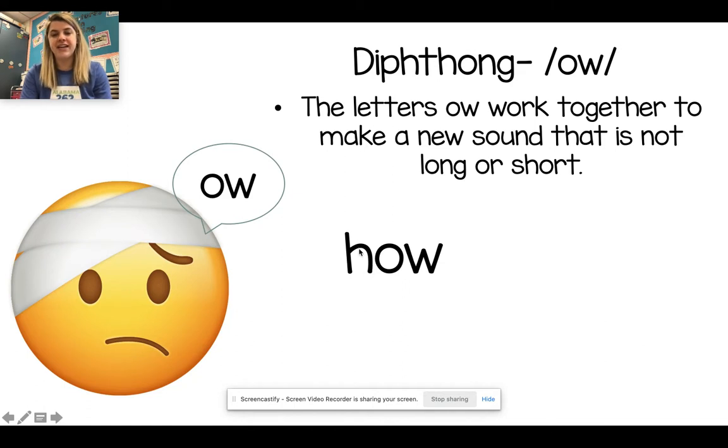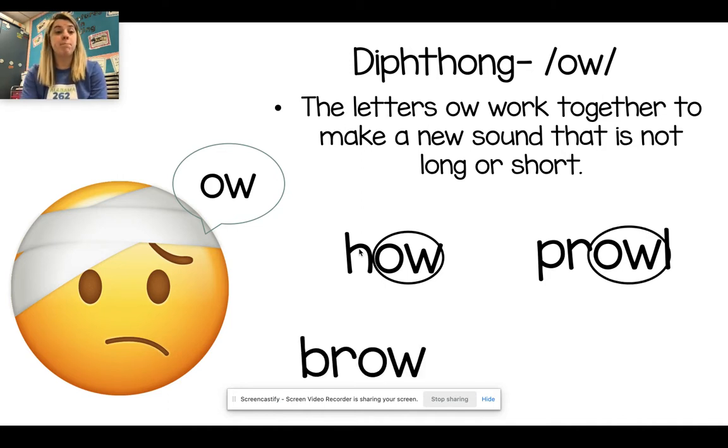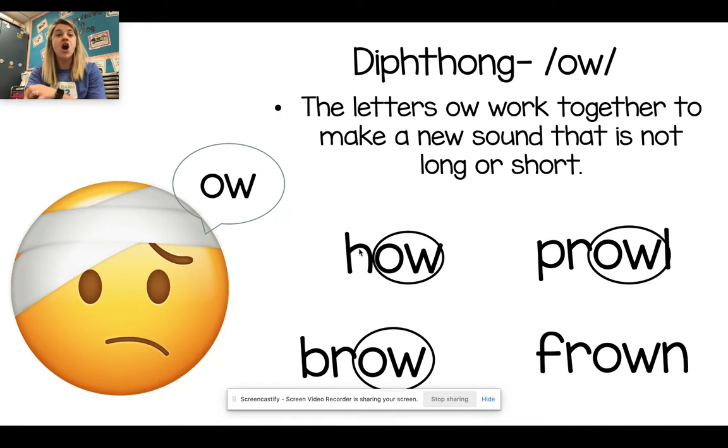Here we go. We know H says h. OW says ow. What's my word? Ow. How. Good job. Pr, ow. Prowl. All right, let's think about that one. Br, ow. Brow. Last one. We see this. Ready? Fr, own. Frown. All right. So OW, when we see an OW, it can say O.